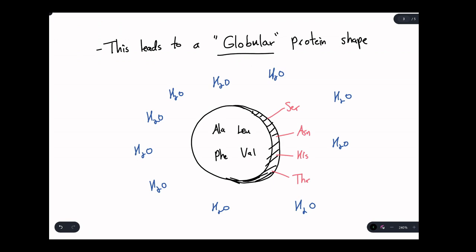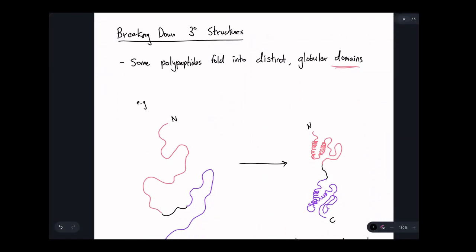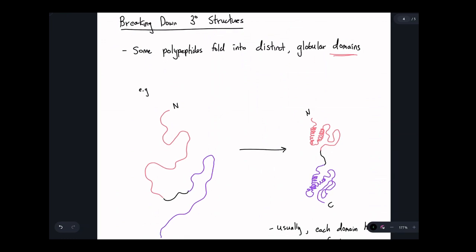So again, we can imagine that amino acids like alanine, leucine, phenylalanine, and valine are going to be found inside this glob, right, because they want to hide from water, where amino acids like serine, asparagine, histidine, and threonine here are exposed to water, right? This globular shape is what most proteins look like, although, of course, there are exceptions. And it's important to understand what factors, right, the hydrophobicity, the polarity of these proteins, the primary structure, forms this type of shape. Now, going even further down, some polypeptides actually fold into distinct structures.